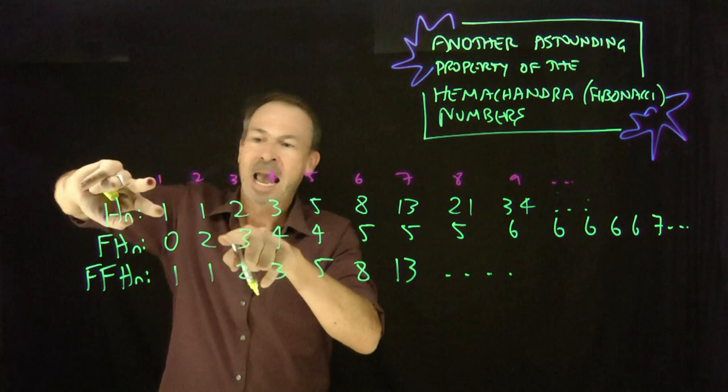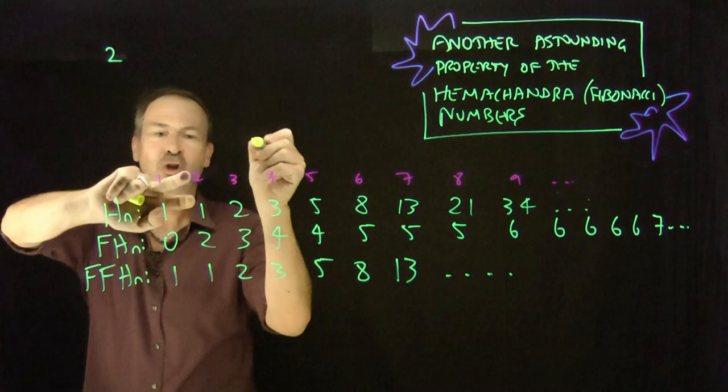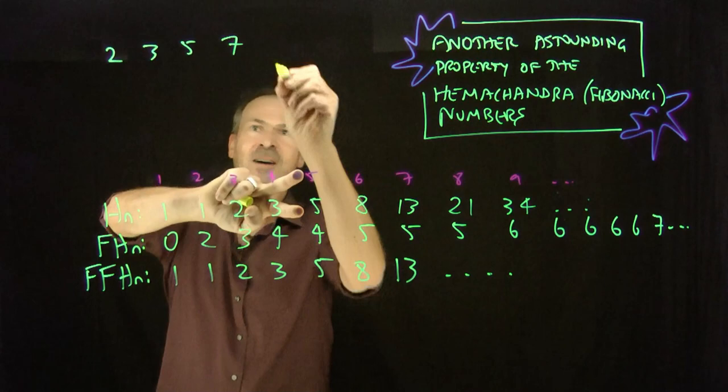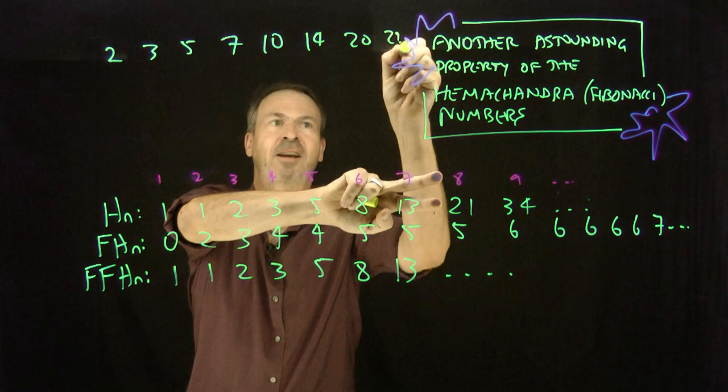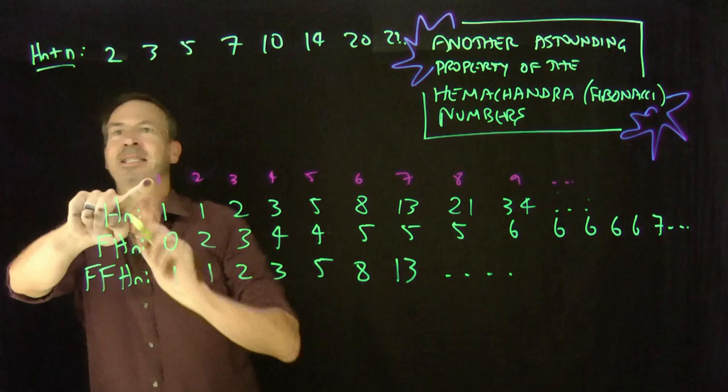1 plus 1 is 2. 2 plus 1 is 3. 3 plus 2 is 5. 4 plus 3 is 7. 5 plus 5 is 10. 14, 20, and 29. Okay, 29, just fit it in. Great. So I took the Hemachandra number and I added its position number. So it's HN plus N if you like.